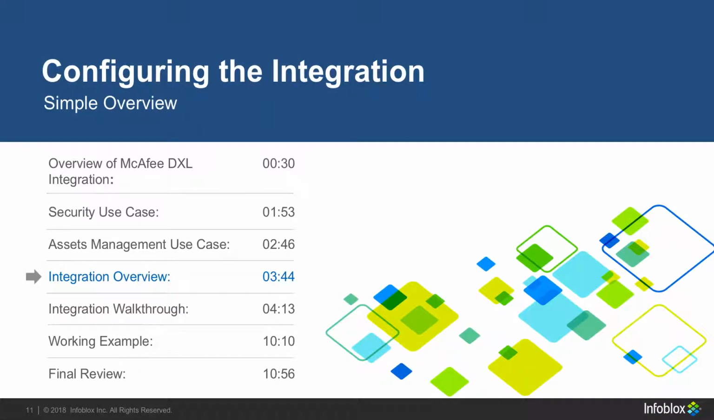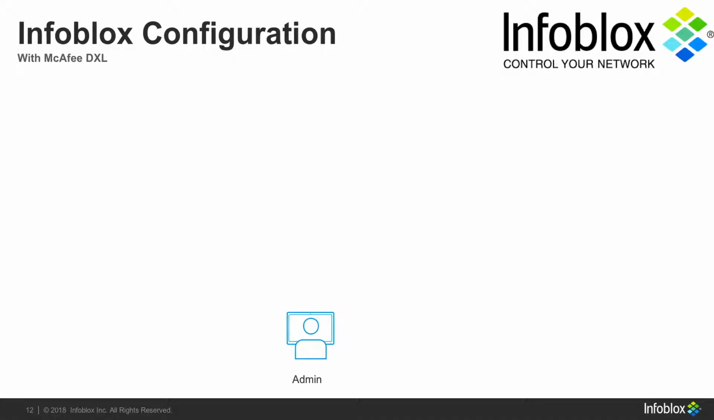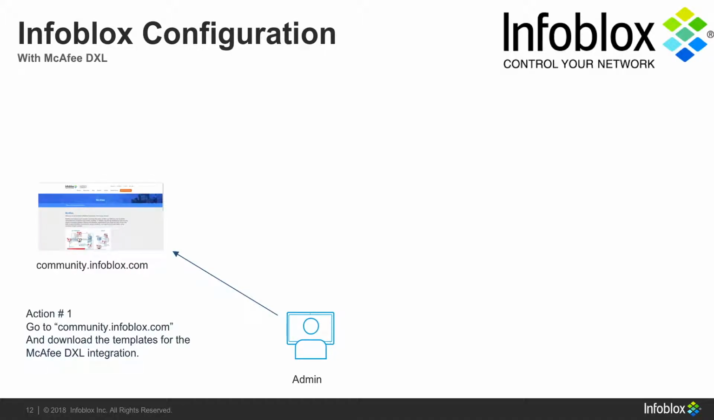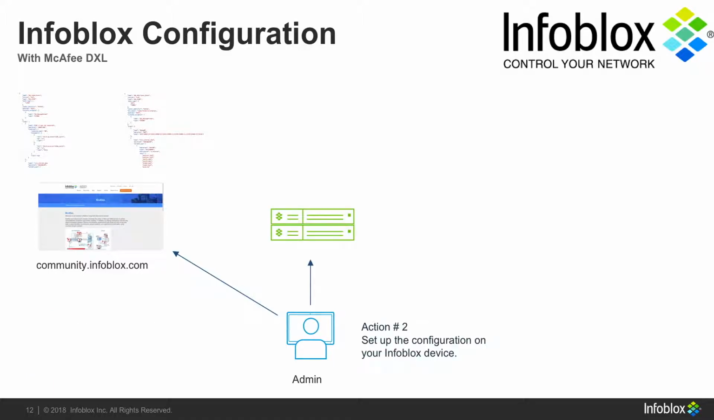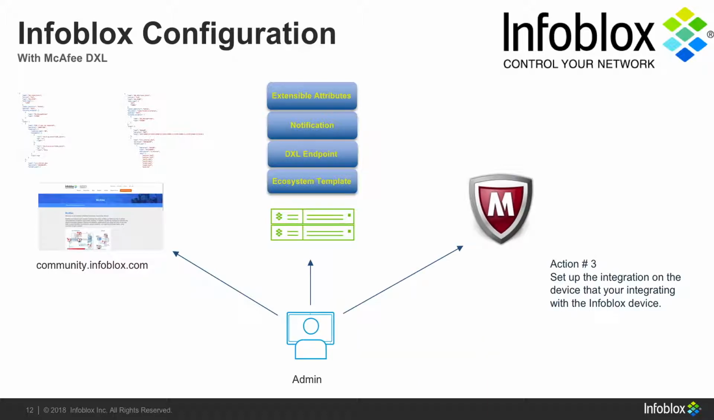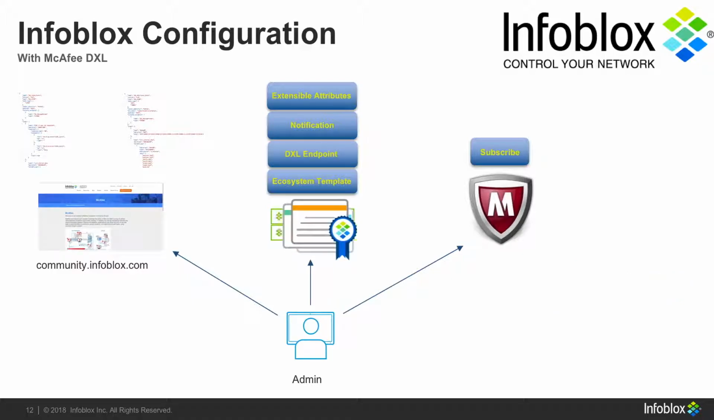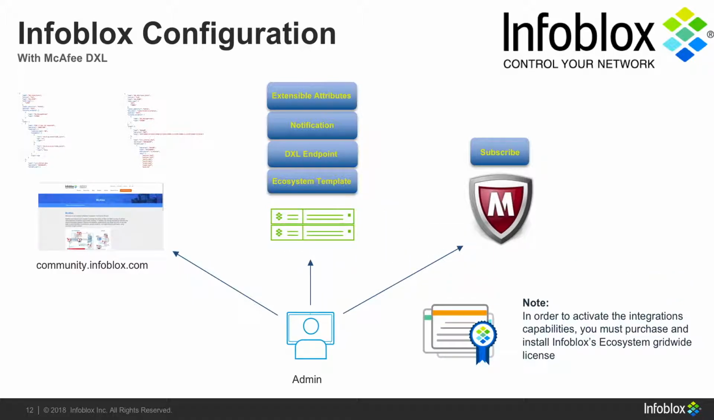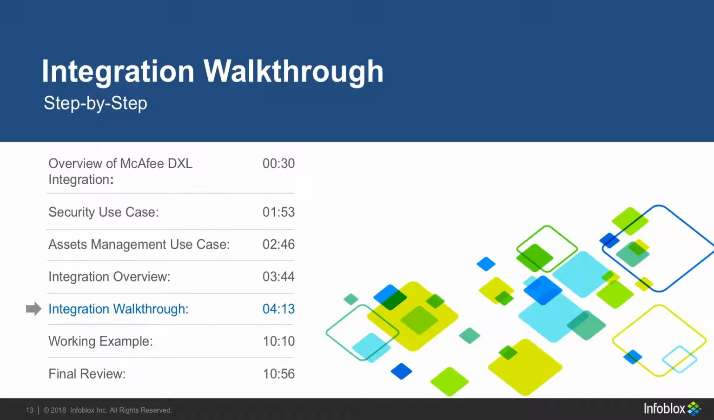Now let's do a quick overview of the integration of McAfee DXL. First, you want to go to community.infoblox.com and download the templates for the McAfee integration. Second, you want to set up the Infoblox grid for the integration. To do this, add the extensible attributes, add the templates, add the endpoints, then add the notifications. Finally, subscribe to the topic you want to receive information for on McAfee's side. For a final note, you will need to purchase and download Infoblox's ecosystem grid-wide license in order to activate the integration's capabilities. Now I'll be showing you how to set everything up.